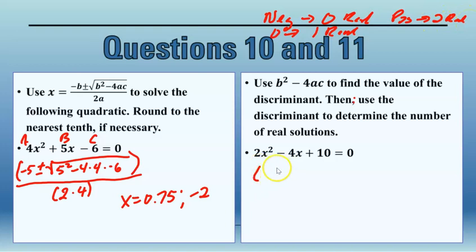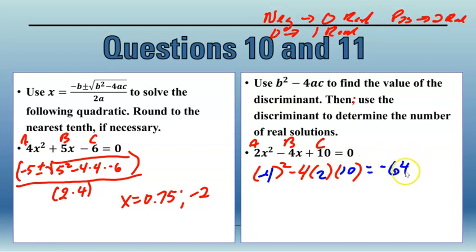So I start with my formula, b squared minus 4ac. Here's my a, here's my b, here's my c. So my b is negative 4, my a is 2, and my c is 10. This is going to give me 16 minus 80, which will give us a negative 64. And negative 64 tells us that I have 0 real solutions.